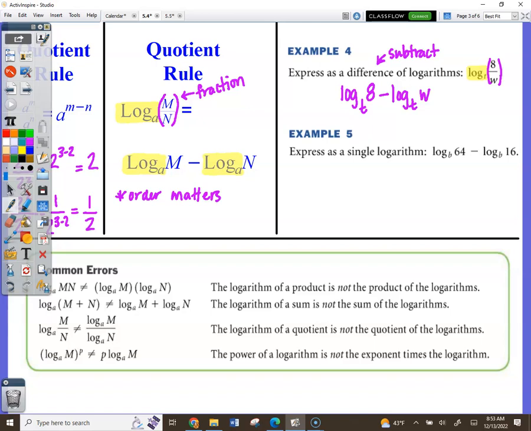All right, you do the next one. It's going in the reverse. It's in expanded form. They want you to condense it to one log. And then what is 64 divided by 16? 4. So you could say 4 log base B of 4.